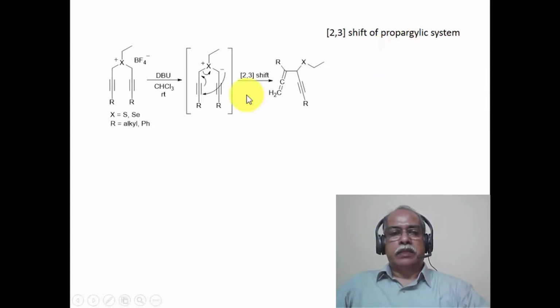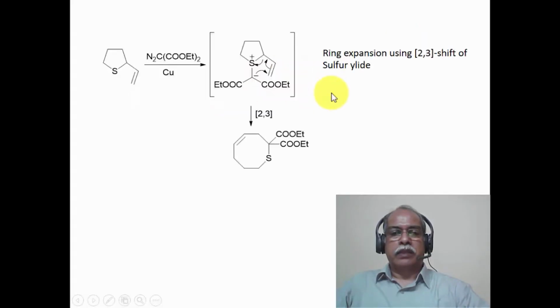2,3 shifts of propargylic systems are illustrated in this particular example. Instead of having diallyl sulfide, you can have dipropargyl sulfide or selenide, as the case may be. When it is reacted with diazabicycloundecane, which is a base, the ylide is generated. The ylide generated undergoes 2,3 sigmatropic rearrangement to produce an allene derivative. In other words, an alpha alkynyl substituted allene derivative is what is produced as a result of the 2,3 sigmatropic rearrangement of the system.